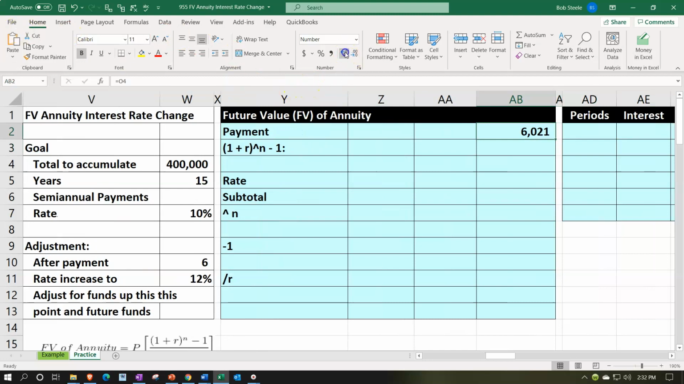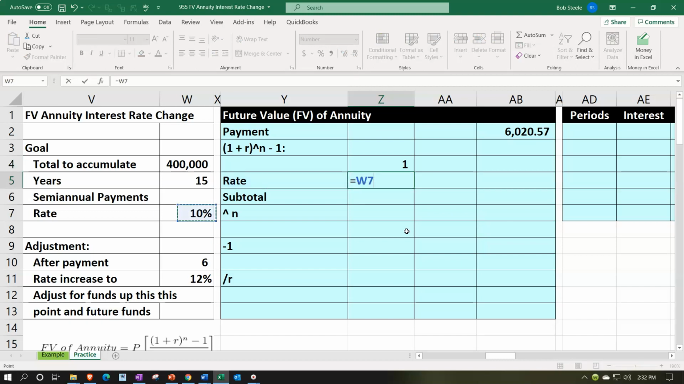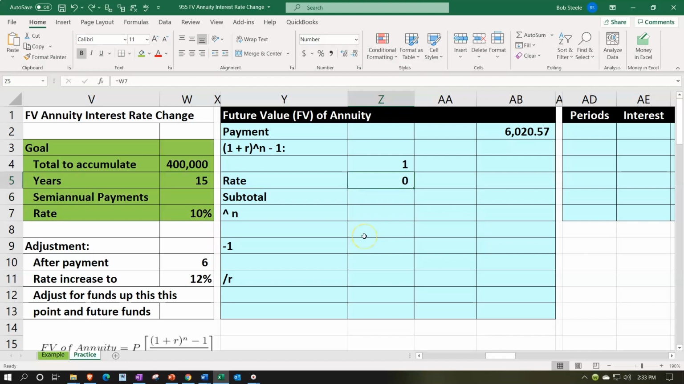Add a couple decimals to that. Home tab, numbers, decimals, and then we're going to say that we have the 1 plus r to the n minus 1. So I'm going to say 1 and then the rate is going to be, now this is still at the 10%, but then we have to divide it by 2. So it's the 10% divided by 2 because of the semi-annual thing. Percentify, home tab numbers, percentify, underline, home tab font, underline, summing up equals the SUM, those two numbers.